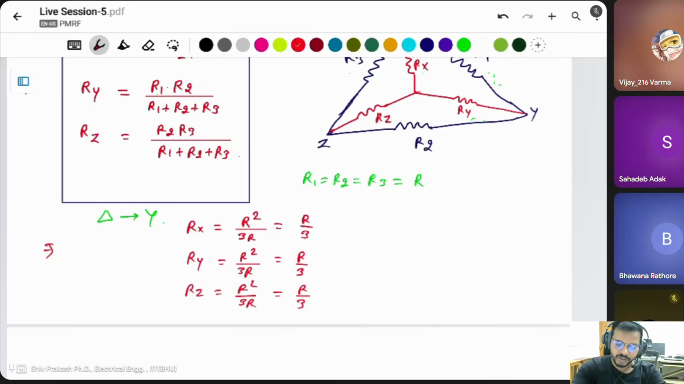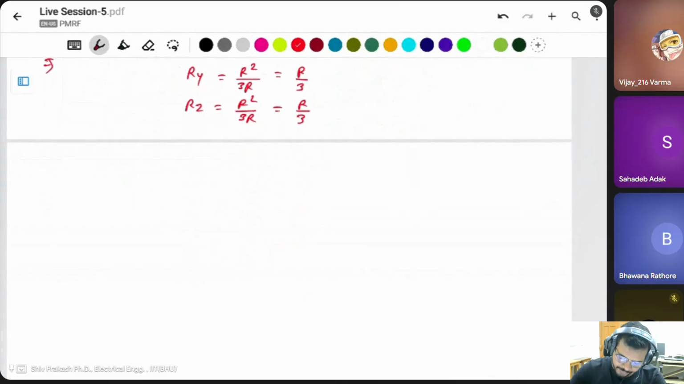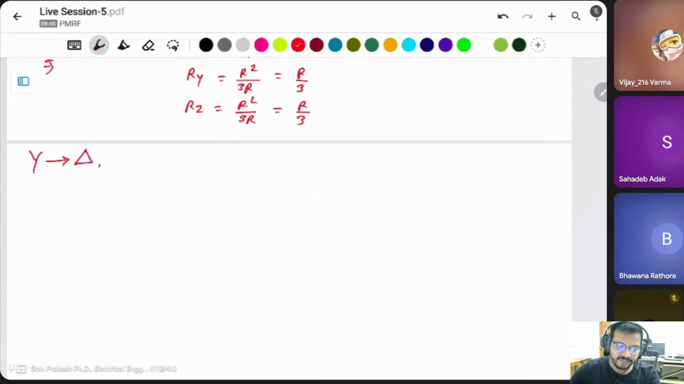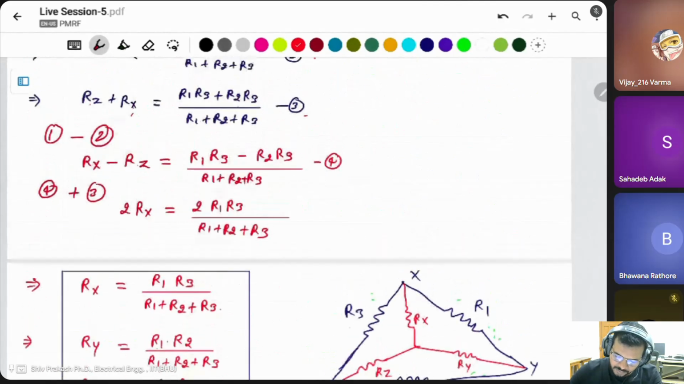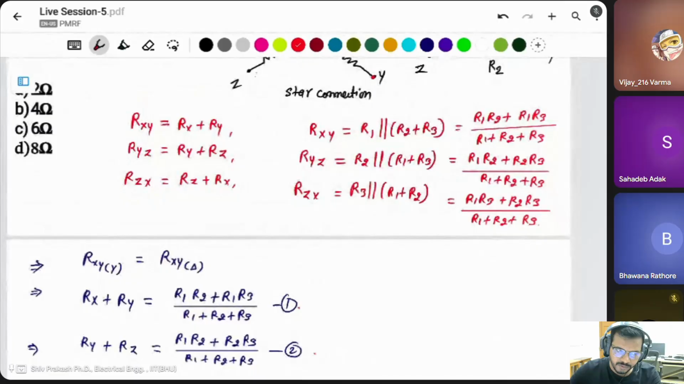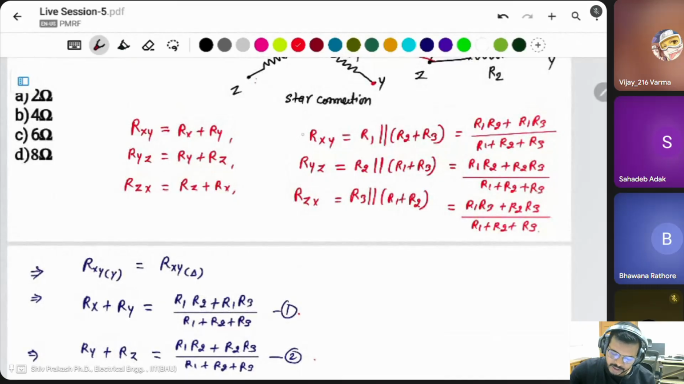The same thing if you want to convert star to delta, then this is the delta resistances Rxy, Ryz, Rzx.